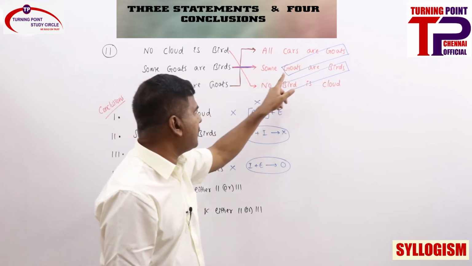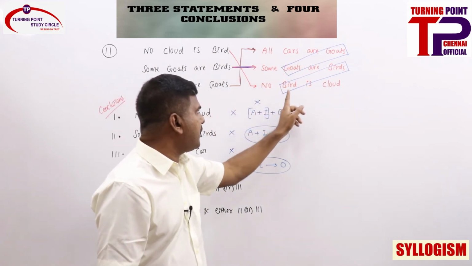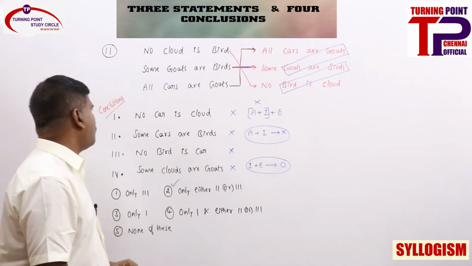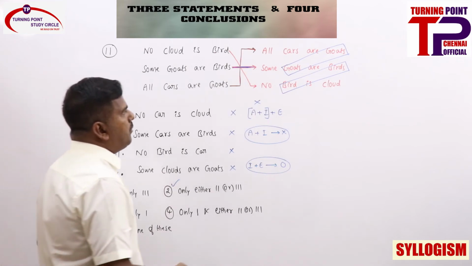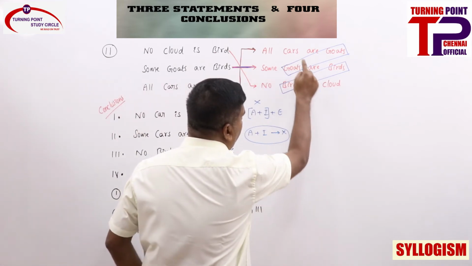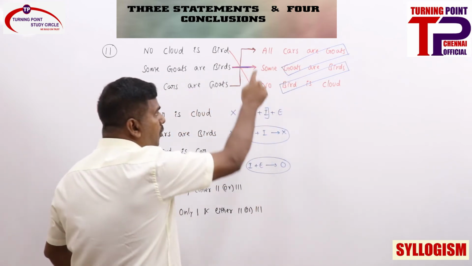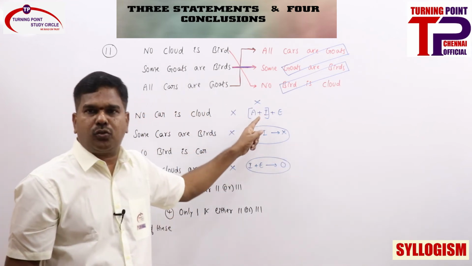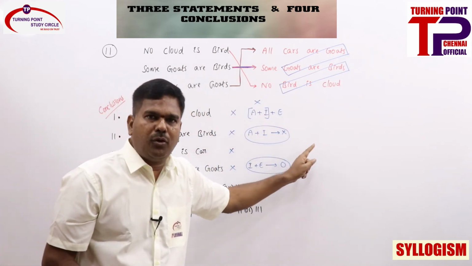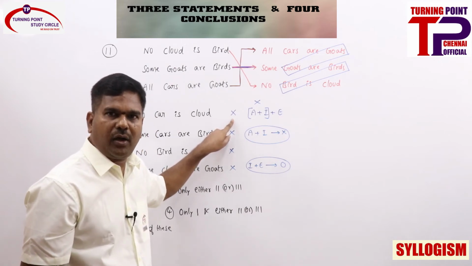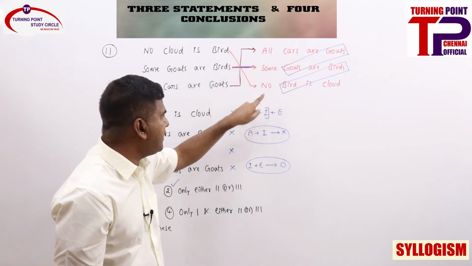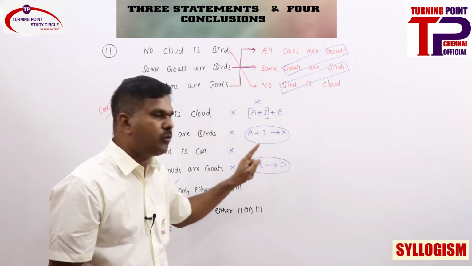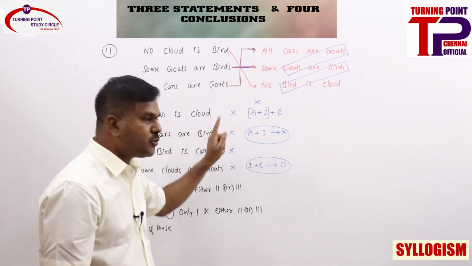Predicate of the first statement, subject of the second statement. Predicate of the second statement, subject of the third statement. Clear here? So now go ahead with the conclusions. First one, no car is cloud. Where is car and where is cloud? The relevant statements are 1, 2 and 3, so A plus I plus E. But A plus I itself gives no conclusion, so no need to even move forward. You won't get any conclusion by merging. So the first one is ruled out.